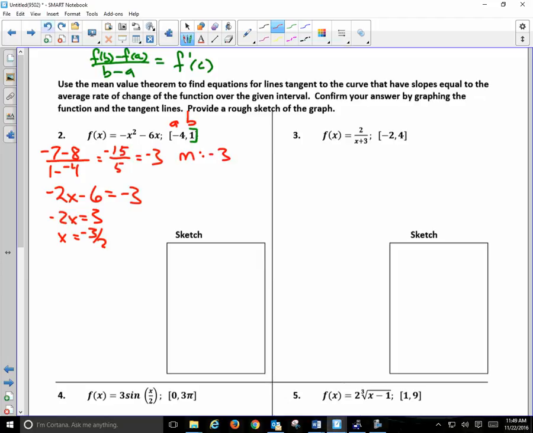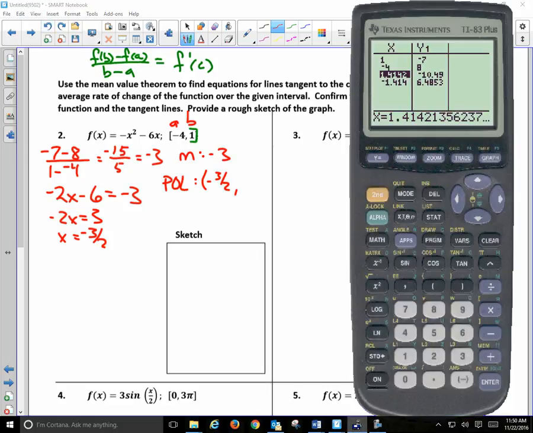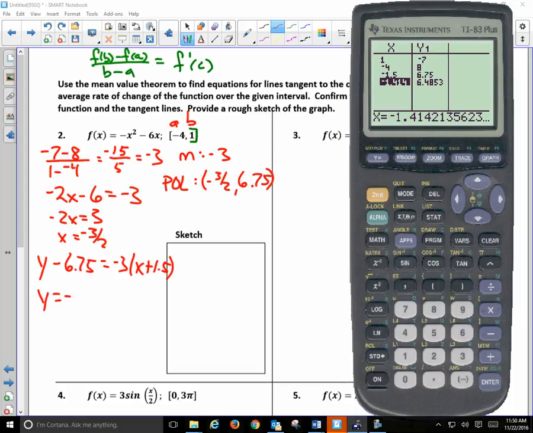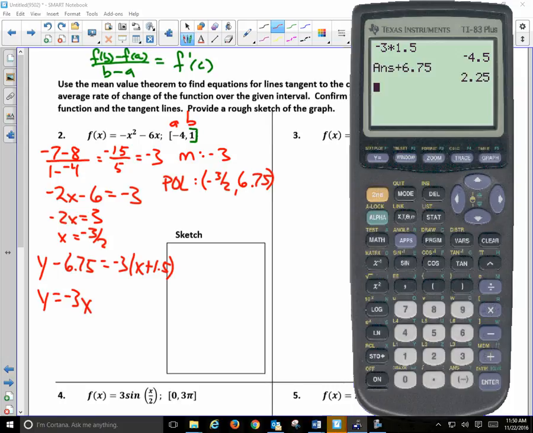So we have a slope of negative 3, and a point on our line, negative 3 halves, or negative 1.5. We plug in negative 1.5. We get 6.75. So our equation for the line will be y minus 6.75 is equal to your slope, negative 3, times x plus 1.5. Y is equal to negative 3x. I take negative 3 times 1.5. I add 6.75 to it. Get 2.25.